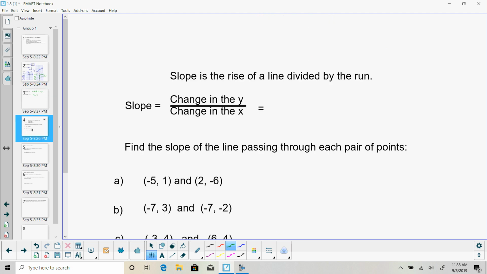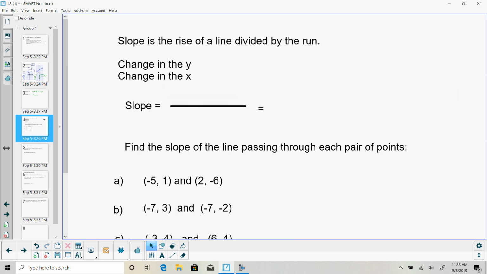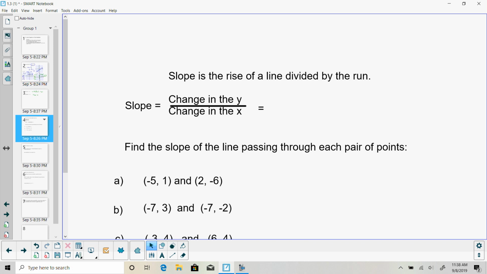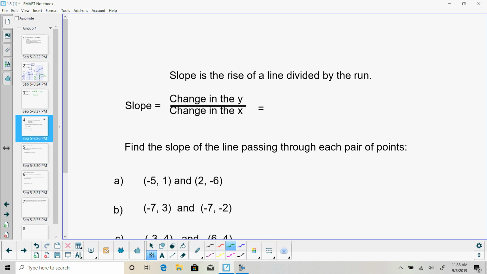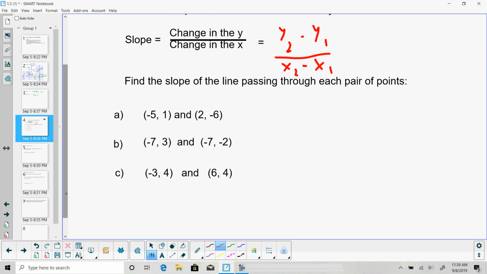Let's just review what slope is all about. Slope is the rise of a line divided by the run. And so our slope formula is the change in y divided by the change in x. But you might be more used to seeing it in the form y2 minus y1 over x2 minus x1. So if we're going to find the slope of some ordered pairs, we can use that formula.